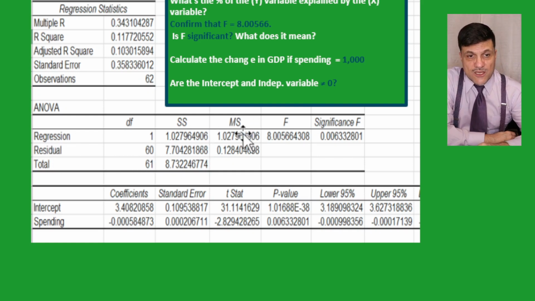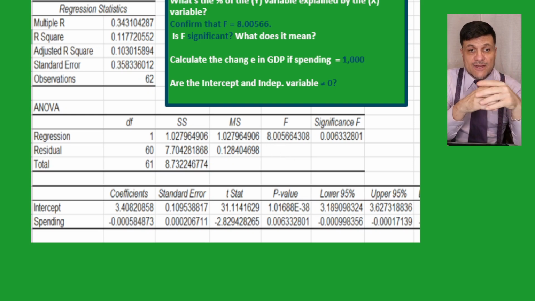Guess what? I'm going to divide one by the other, and you're going to get the next number here. It is 8.0056, etc. It's the MS regression divided by the mean variance, or mean square residual. You get the F. That F is your F test that we saw previously.